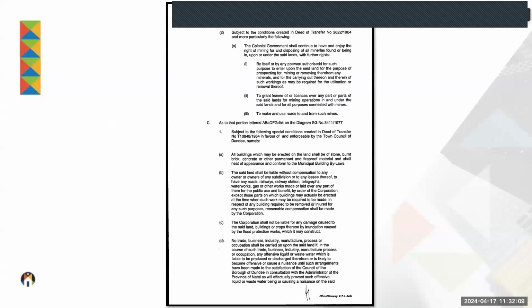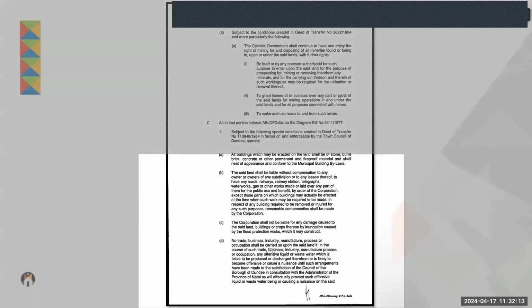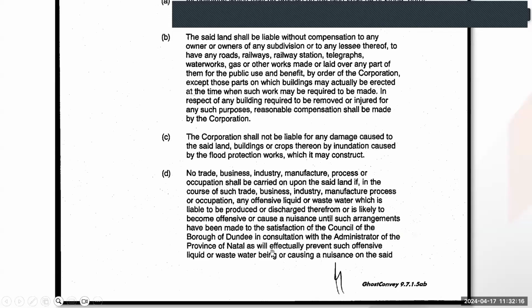So here I've just got one here. To make that a little bit bigger there. And there you see, for instance, no trade, business, industry, manufacture, process, or occupation shall be carried on upon the said land if, in the course of trade, business, industry, manufacture, process, or occupation, any offensive liquid or wastewater is liable to be produced.